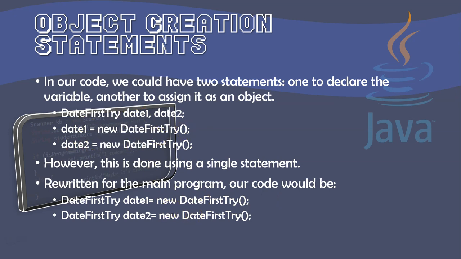Now, I do caution, this is a common mistake I've seen when people first start coding: they say, oh, well, first try and date1, okay, well, that means this has to be date second try.